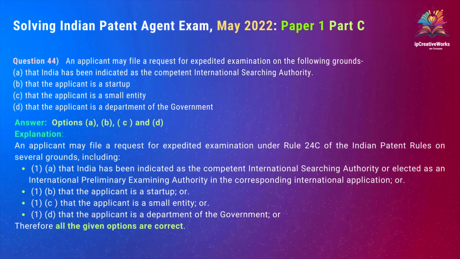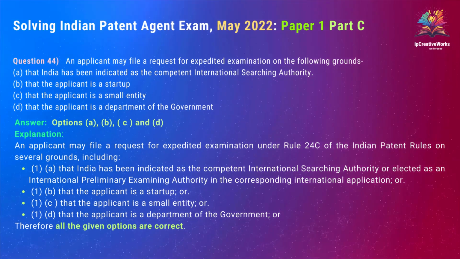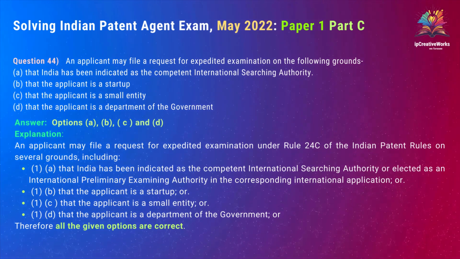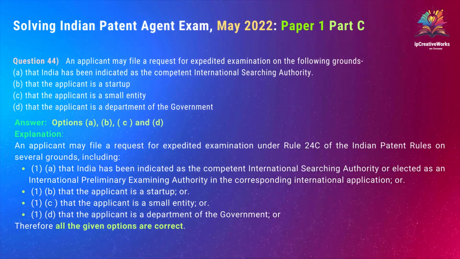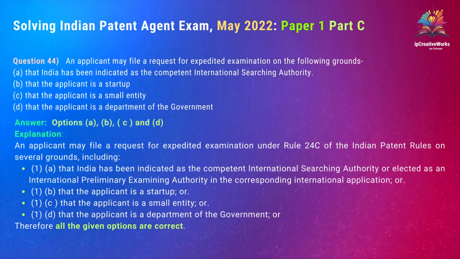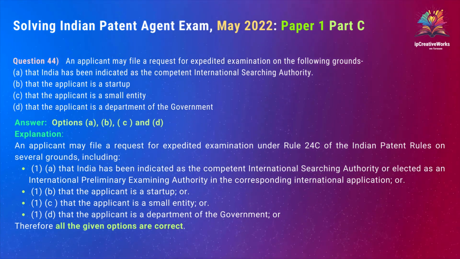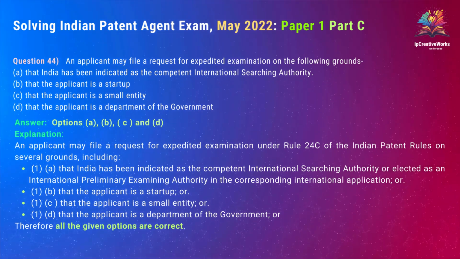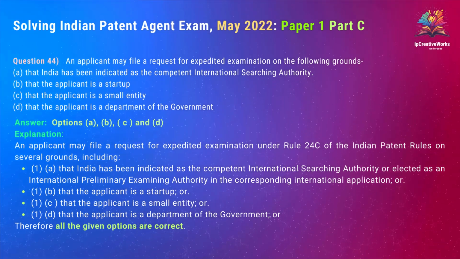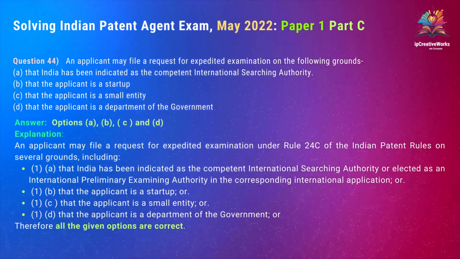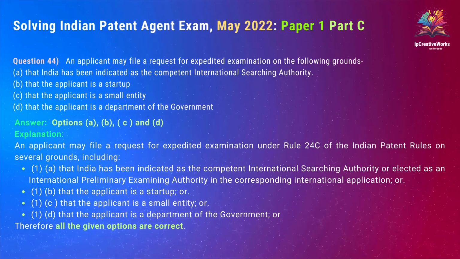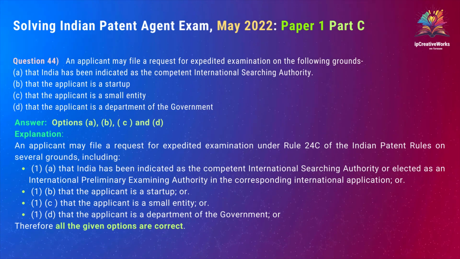Explanation. An applicant may file a request for expedited examination under Rule 24C of the Indian Patent Rules on several grounds, including: Sub-Rule 1A, that India has been indicated as the competent international searching authority or elected as an international preliminary examining authority in the corresponding international application, or Sub-Rule 1B, that the applicant is a startup, or Sub-Rule 1C, that the applicant is a small entity, or Sub-Rule 1D, that the applicant is a department of the government. Therefore, all the given options are correct.